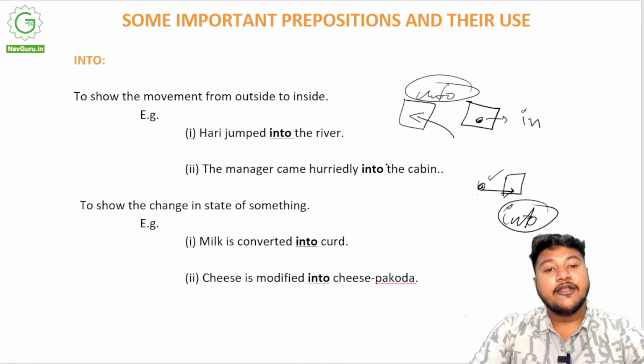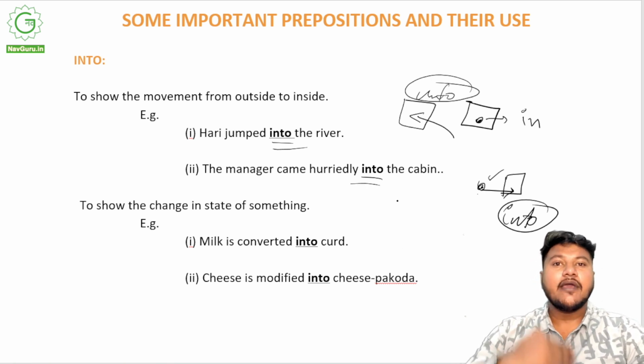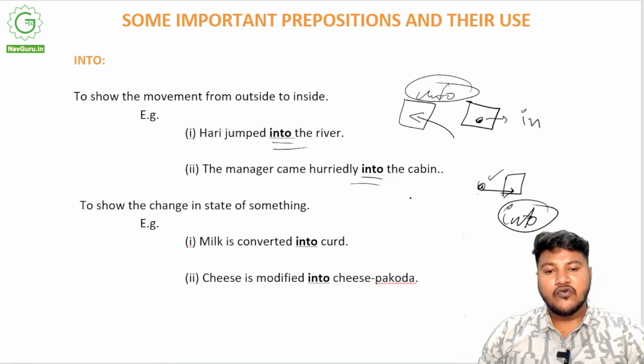So Hari jumped into the river. Before jumping, he was outside the river. Once he has jumped into the river. The manager came hurriedly into the cabin. So he was outside the cabin, but then he came into it. So that's how you use it.